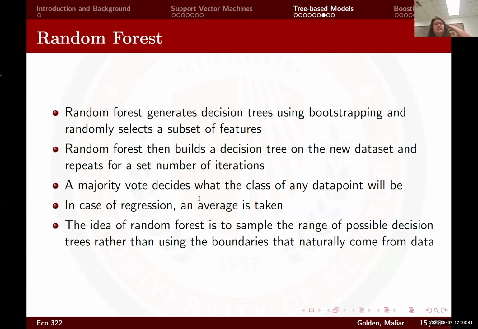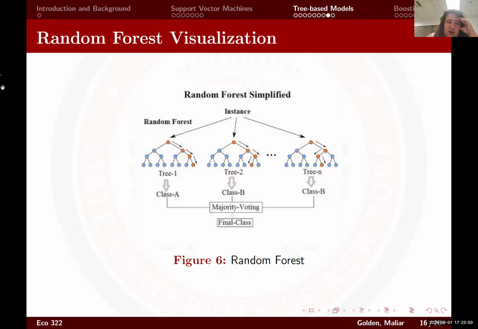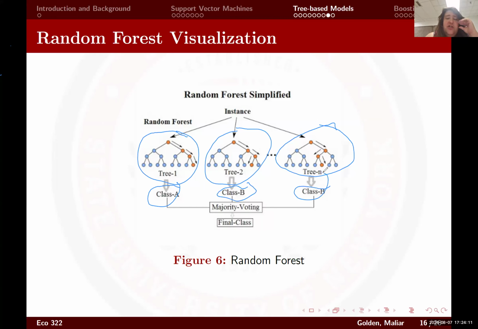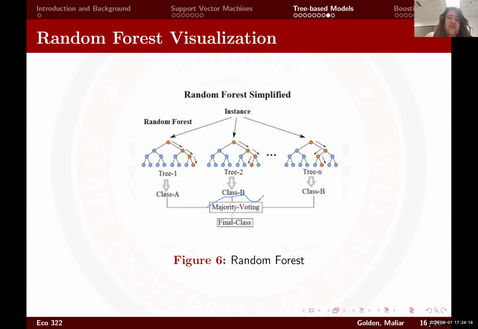The idea of a random forest is to think about the possible trees you could have gotten rather than just the one you did. So here's an instance of a random forest right here. You have 3 different trees, all using data randomly sampled from your original data set. Each of them is predicting a class for your particular observation. And then the majority of the trees vote on what the class is, and that becomes the final class.